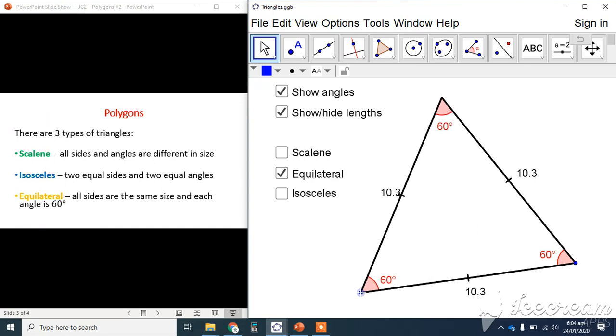Okay, so those are our three triangles. A scalene, all sides and angles are different in size. An isosceles, two equal sides and two equal angles. And our equilateral triangle, where all sides are the same size and each angle is 60 degrees.